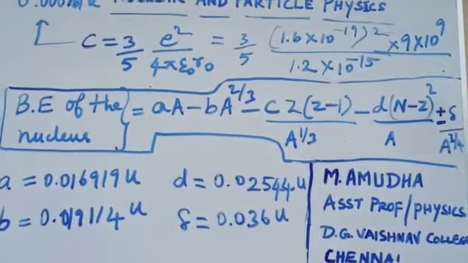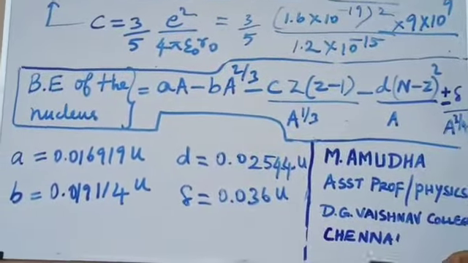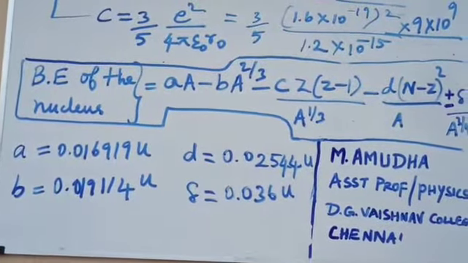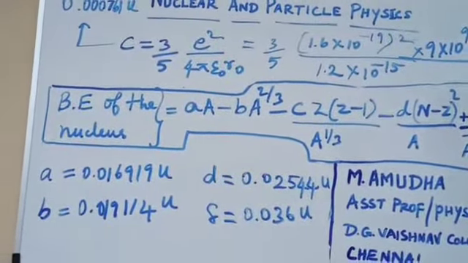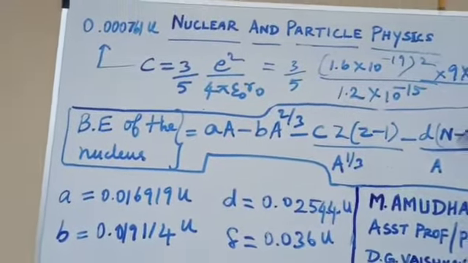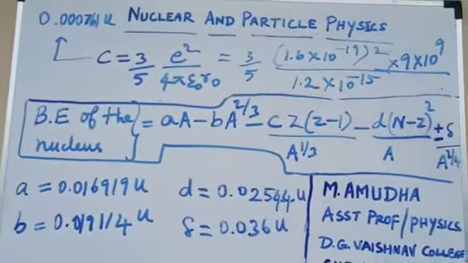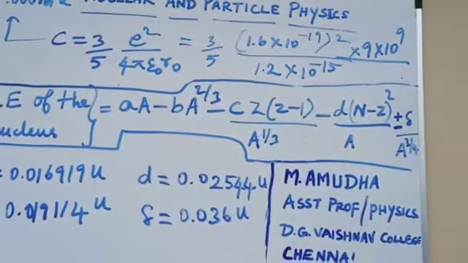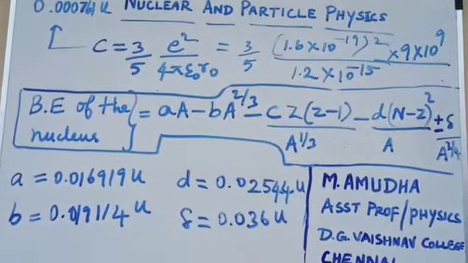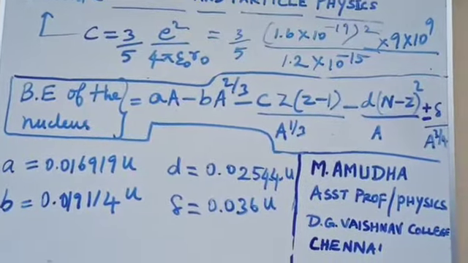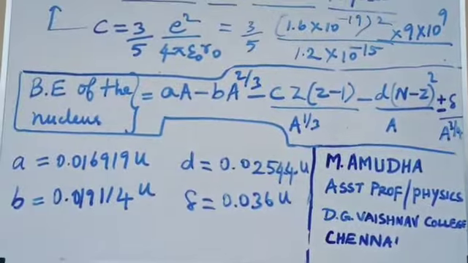And these values A, B, D, del are all constant values. We can evaluate these constant values by using this formula. We have to determine the binding energy for different isotopes, and we have to fit that with the mass number. For different values of A, we have to fit those in this formula. We can easily calculate the values of A, B, D as well as del. So the evaluated values are given here. A is equal to 0.016919 atomic mass unit. B is equal to 0.019114 atomic mass unit. D is 0.02544 atomic mass unit. Del is equal to 0.036 atomic mass unit.